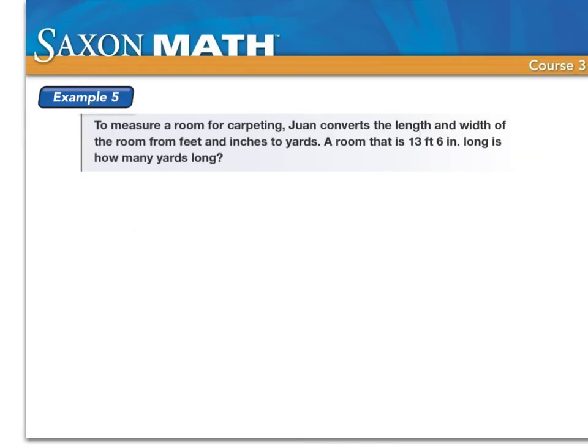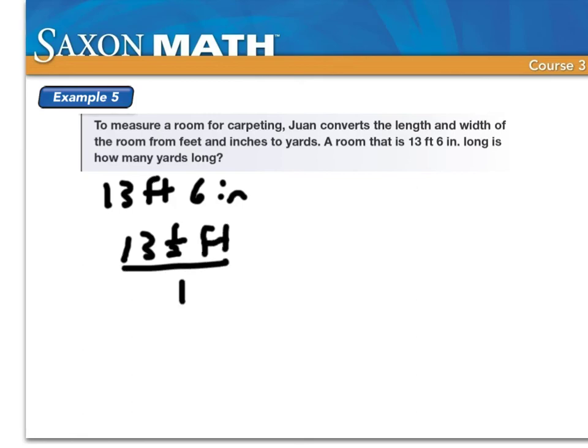Example 5 says, to measure a room for carpeting, Juan converts the length and width of the room from feet and inches to yards. Okay, a room that is 13 feet 6 inches long is about how many yards long? Well, 13 feet 6 inches is the same as 13.5 feet. Okay, we put that over 1. And we're going to multiply that by 1 yard over 3 feet, because we know there are 3 feet in 1 yard.